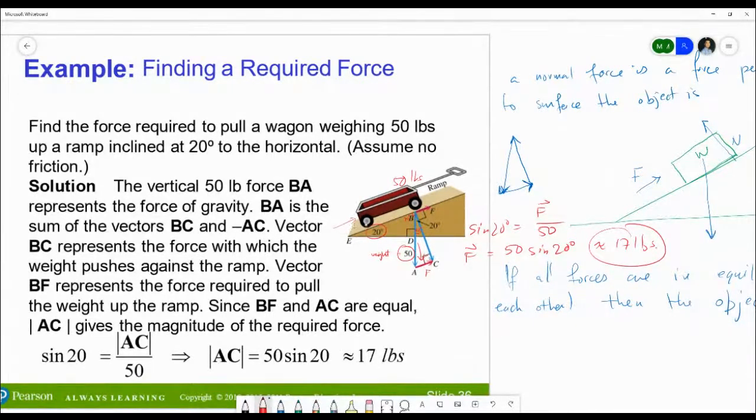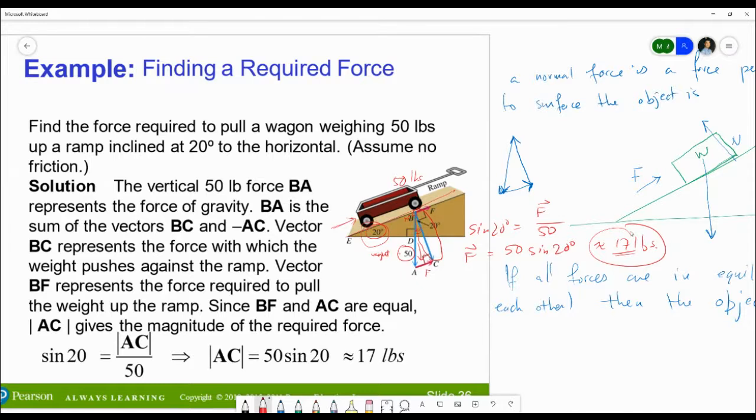Now, where is the other force being applied? Well, the other force is being canceled by the normal force, which is perpendicular to the ground. The wagon is pushing on this incline, and the incline is pushing back. That's the normal force, so some of it will get canceled. Because we are on an incline, we don't need the full force to keep it from falling down. So we only need about 17 pounds of force to keep the wagon stationary.